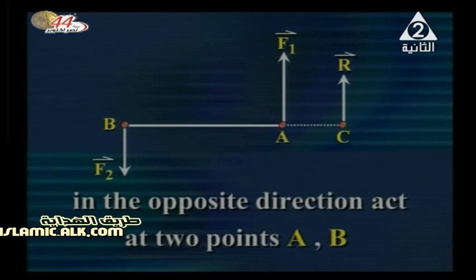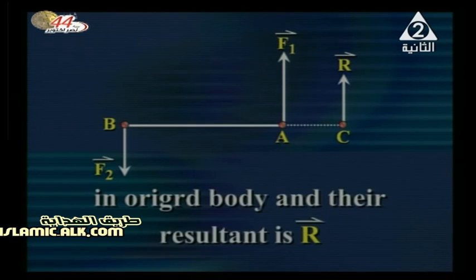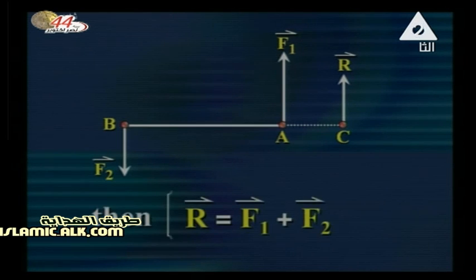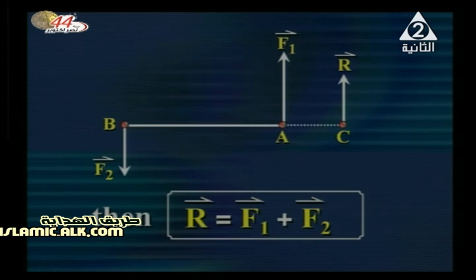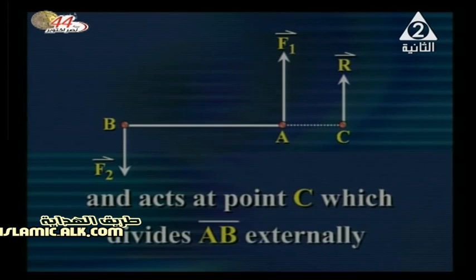F1 and F2 in the opposite direction act at two points A and B in a rigid body, and their resultant is R. In this case, R equals F1 minus F2, but F1 is more than F2, so R is in the same direction as the greatest force F1. F1 is positive, F2 is negative, and R acts at a point C, which divides AB externally. C divides BA externally in the ratio BC to CA.